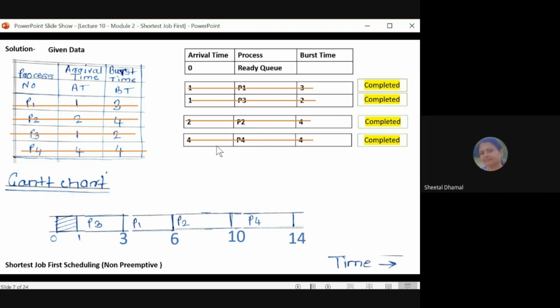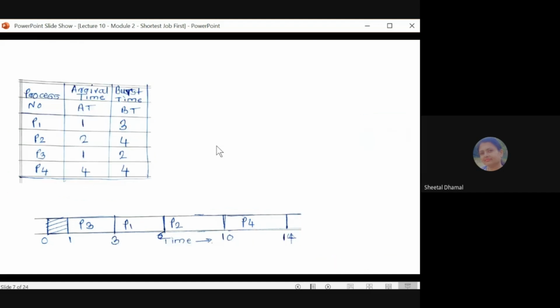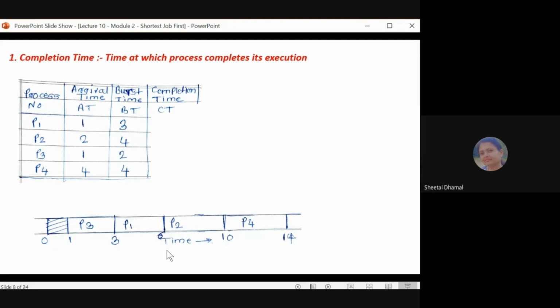So from this Gantt chart, now we will find out the completion time, which is required for the execution of each process. So see, this is your Gantt chart, and after that, this is the table which was given. So what we will do now? We will find out the completion time at which process completes its execution. So now you can make the new entry in the table, that is completion time. So P1 is completing at 6 time units. Yes, the right hand side number is representing the completion time. So here I can write that it is 6 time units.